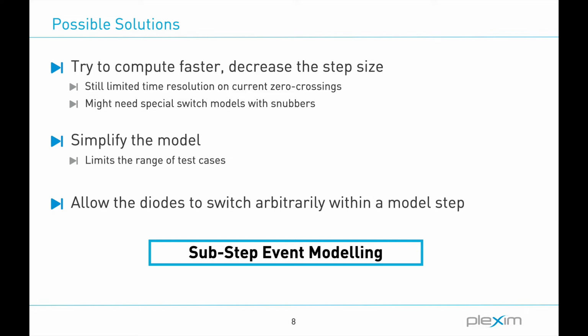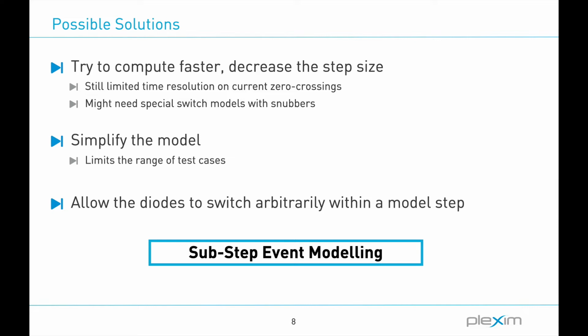To compute faster, one can implement special converter models, but often they rely on switch models with numerical snubbers. So these snubbers do have some drawbacks. Obviously, this is a very nice approach because it's nicely scalable. But again, the snubbers might bring in new problems.